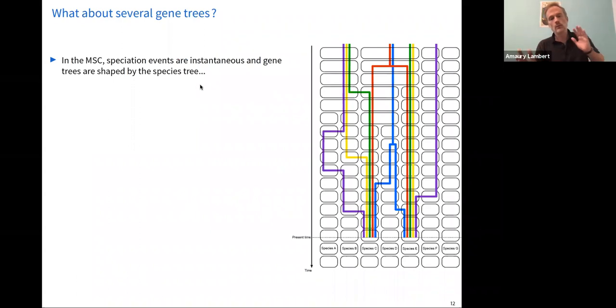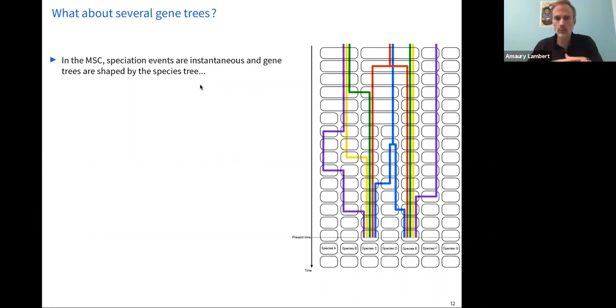So here, what did we have? We have a very general mathematical result characterizing the coupling between one gene tree and one species tree, right? So it's two trees, one nested into the other.